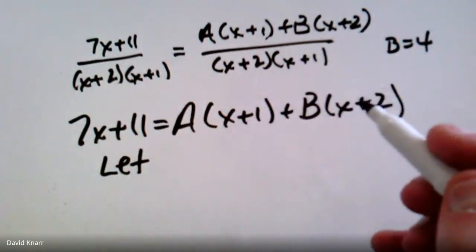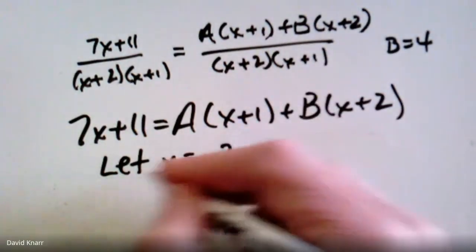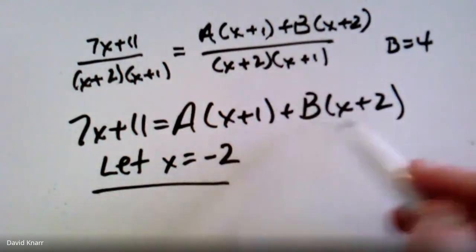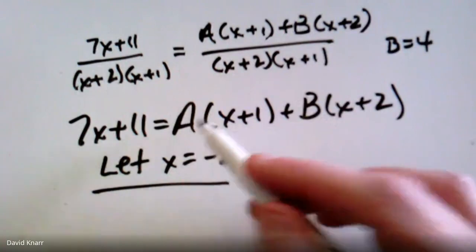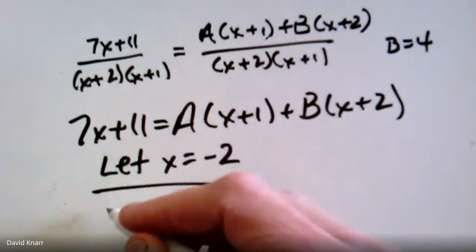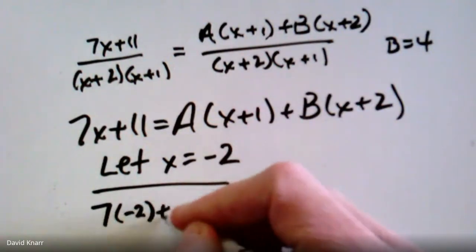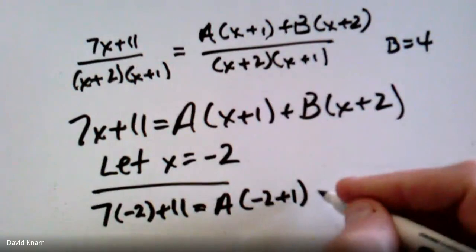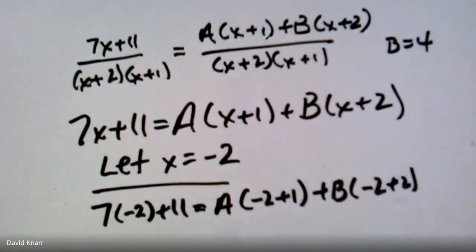Now I got to pick another value for x. So in this case, I would pick negative 2. Because now I want to heave aside or throw out b. I want to zero out b. If I can zero out b, then a will be the only variable left. So that's what I want. So now I have 7 times negative 2 plus 11 equals a times negative 2 plus 1 plus b times negative 2 plus 2. But negative 2 plus 2 is 0.